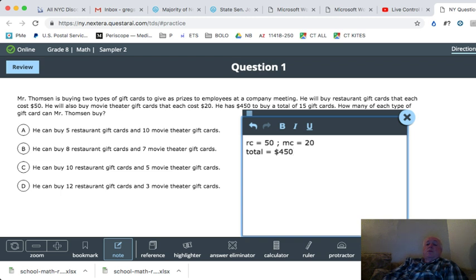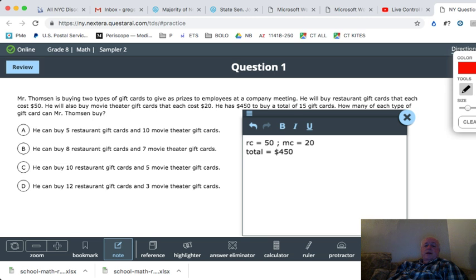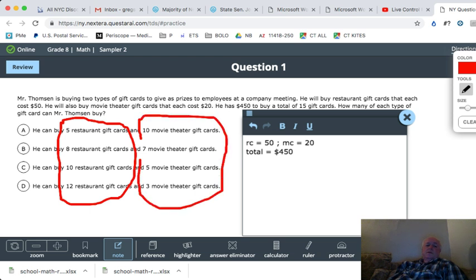If you're not sure how to do this, one way to do it is brute force. So let's try that as strategy number 1. What we have here is they give us a list of restaurant gift cards, and they're also going to give us a list of movie theater gift cards. So some combination has to be equal to the 450.